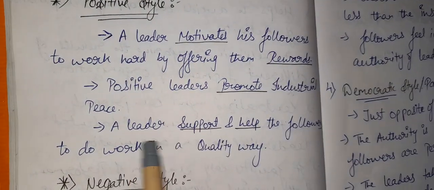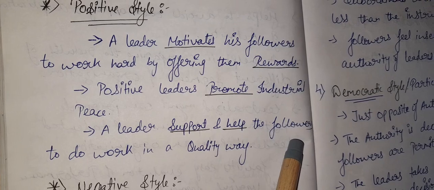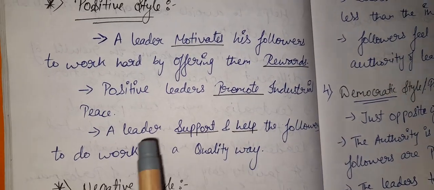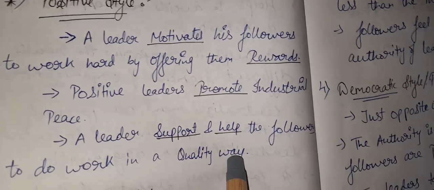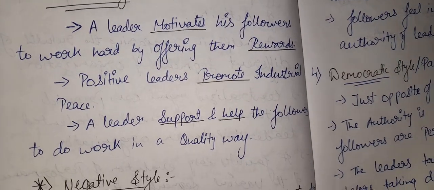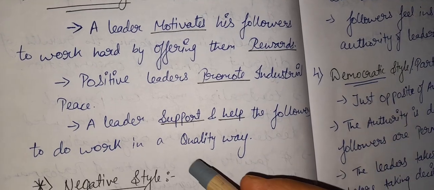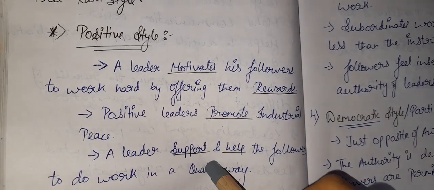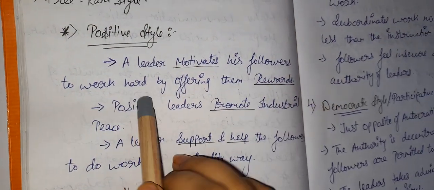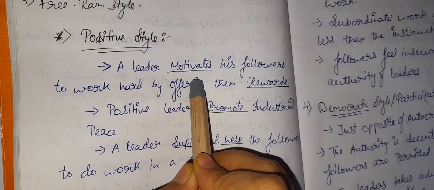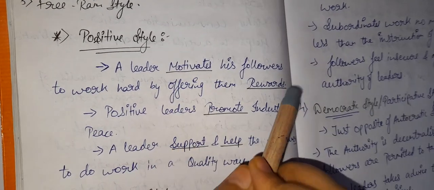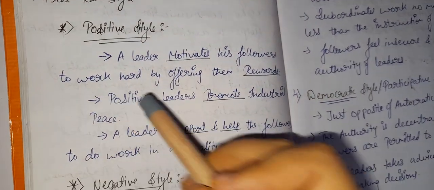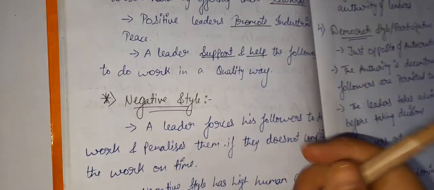And a leader supports and helps the followers to do work in a quality way. When a leader supports you, when a leader helps you to do work, you get more interest to do work and you will do quality work. This was the positive style. What is in that? A leader motivates, regards, promotes, supports, helps. Positive style. Let's see the negative one.